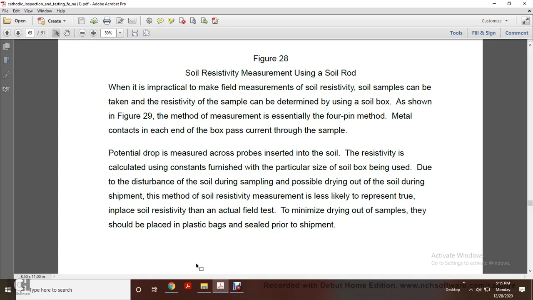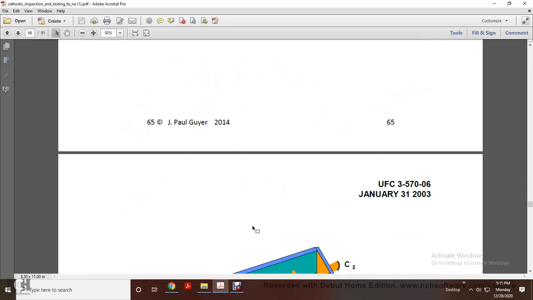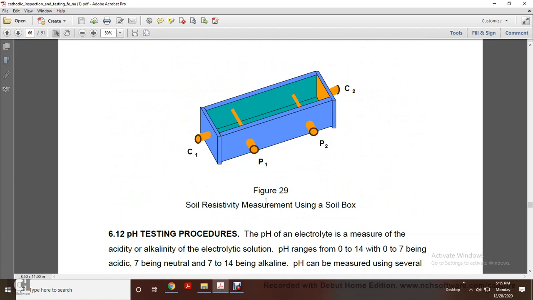The resistivity measurement is not likely to represent the true in-place soil resistivity of an actual field test. To minimize drying out of the samples, they should be placed in plastic bags and sealed prior to shipment. Figure 29 shows soil resistivity using a soil box.